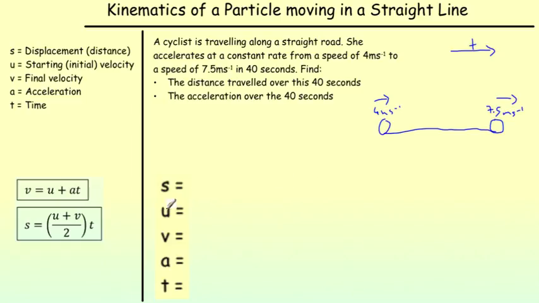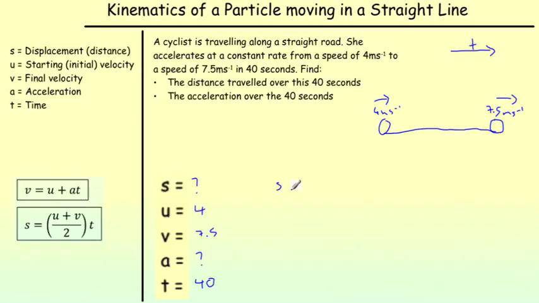So, what can we fill in from our SUVATs? Here we can say that the distance is what we're looking for, S. We know that U is the initial velocity, that's 4. V is the final velocity, which is 7.5. A is what we're asked for in the second part of the question. And our time T, we know, is 40 seconds. So we have U, V, T, and the first thing we need to find is distance or displacement, S. So we're going to be using this equation first of all. S is equal to U plus V over 2 multiplied by T.